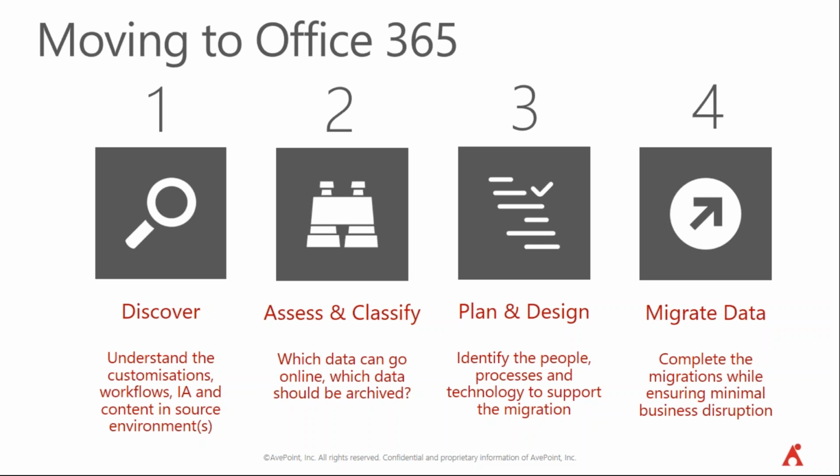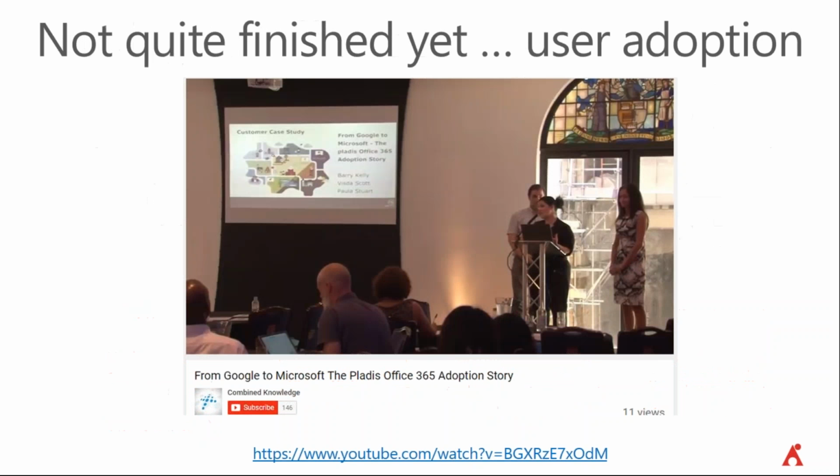And then finally, migrate data. And I've mentioned a few of the options around migrating data that we have. But you're not quite finished yet. You've got to think about user adoption. Office 365 is an amazing system full of so many different ways to do things. But if your users are used to using a file share, just giving them Teams, how are they going to know what to do? How are we going to drive the adoption?